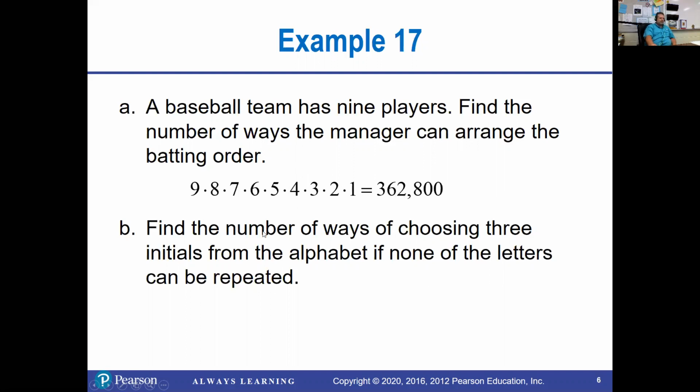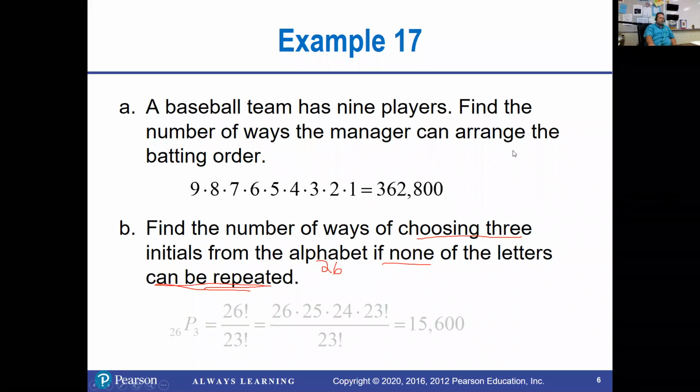Okay? Find the number of ways of choosing 3 initials from the alphabet if none of the letters can be repeated. A couple of key words here. The key words are you're choosing 3 at a time out of the alphabet. The alphabet has 26 letters, right? And none of the letters can be repeated. That's key. That makes it a permutation.